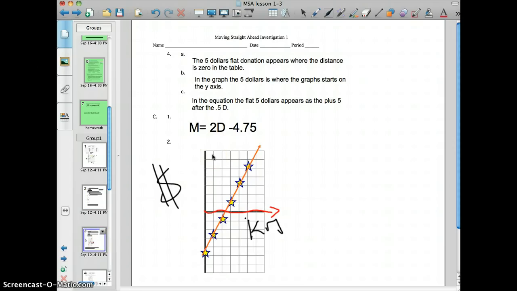Question 4B says, in Alana's plan, how is the fixed $5 donation represented in the table? Well, you can see in the table that first $5 is where her distance is 0. That $5 in the graph is where the graph crosses the y-axis. That's where it starts. And in the equation, you can see that plus 5 that we didn't have in Gilberto's.